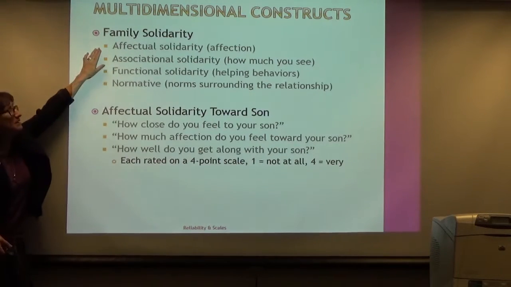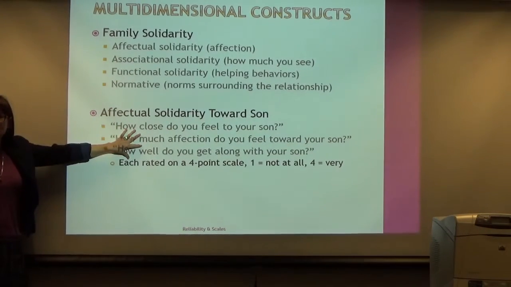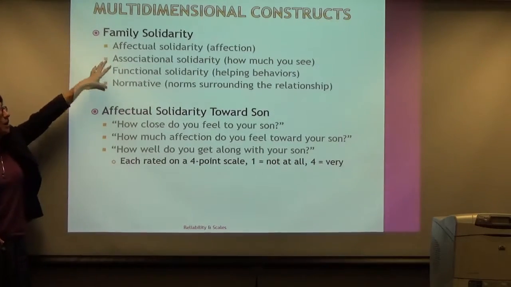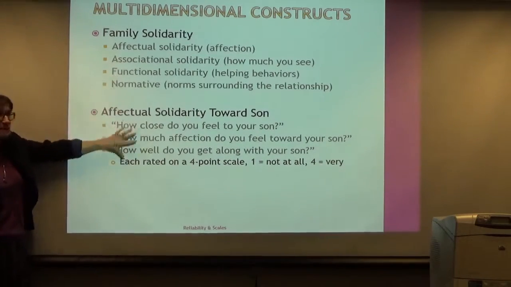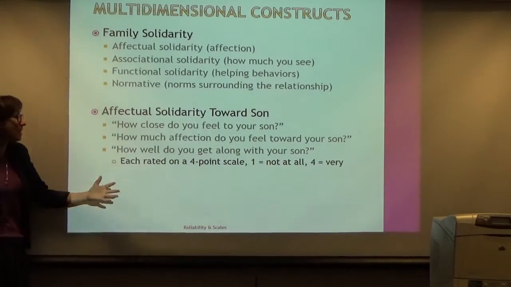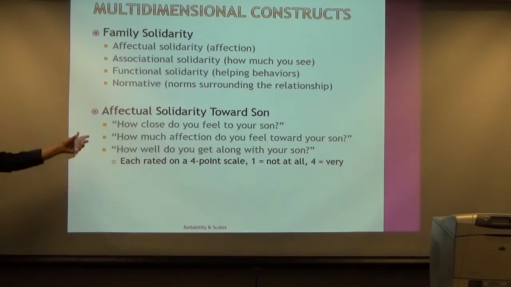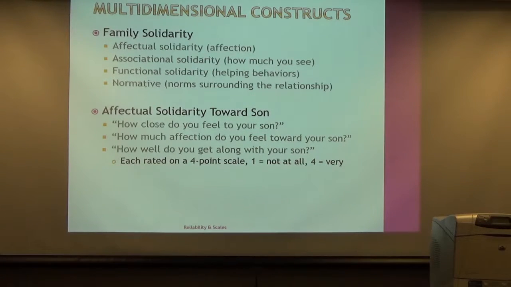So then if we look at just affectual solidarity, that in and of itself is a multidimensional construct. So these are parts of the multidimensional construct we call family solidarity, but each one of these is multidimensional, so it's even more complicated. So affectual solidarity toward your son is measured by how close do you feel to your son, how much affection do you feel toward your son, how well do you get along with your son, and the person has rated each of those on a 1 to 4 scale.